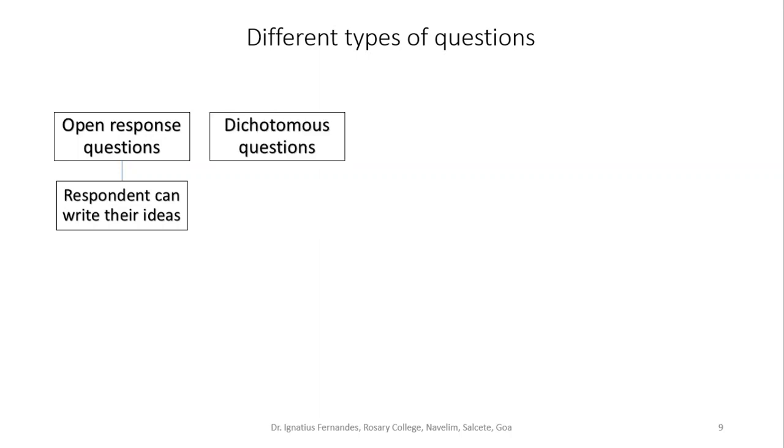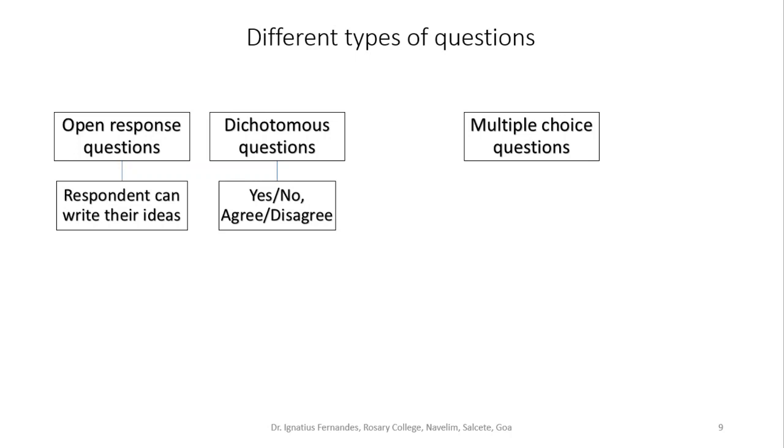Then there are dichotomous questions. They are like yes, no, agree, disagree. They are precisely two responses, either yes or no, agree or disagree. Let's say, for example, do you like this product, yes or no? So they have only one of the two choices to answer.